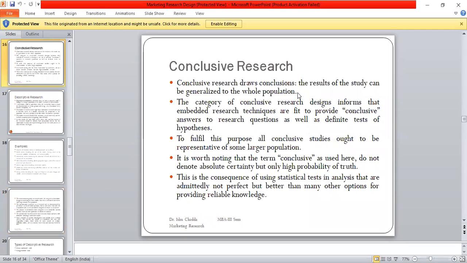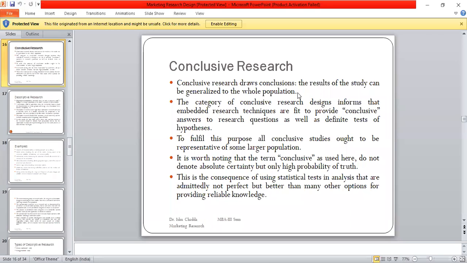Next is conclusive research. Conclusive research draws conclusions. I have already stated that in exploratory research you explore a number of new things, but in conclusive research you come with a conclusion, an answer. The result of the study can be generalized to the whole population. The conclusive research design category informs that the embedded research techniques are fit to provide conclusive answers to the research question as well as a definite test of hypothesis. Again, you develop a hypothesis, but you consider techniques like regression, correlation, and growth rates so that you can come to a conclusion.